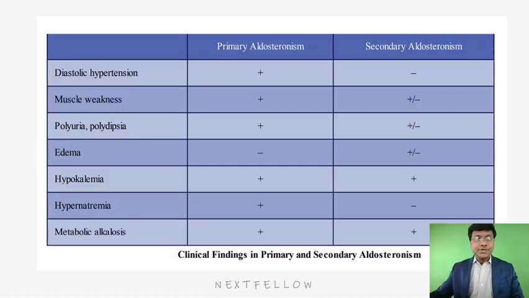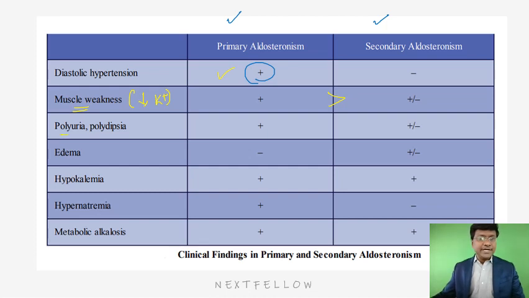Next. Then you need to know the differences between primary as well as secondary hyperaldosteronism. In primary hyperaldosteronism, you have the presence of diastolic hypertension, but you will not have the same in secondary hyperaldosteronism. Then followed by that, the muscle weakness. Muscle weakness is characteristically seen in primary rather than secondary, and this muscle weakness is mainly due to hypokalemia. Right, it is due to hypokalemia.